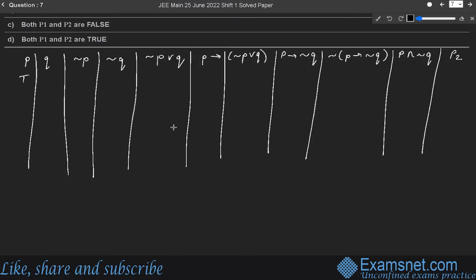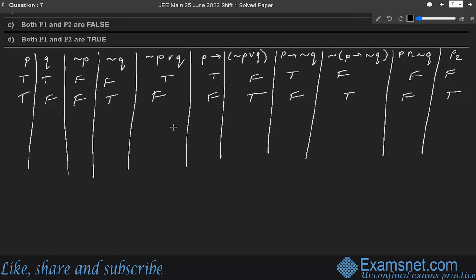So here it will be true, true, false, false, true, true, false, true, false, false, and false. This will be true, false, false, true, false, false, true, false, true, false, and true. Again, this will be false. P2 is false because it is not present anywhere.